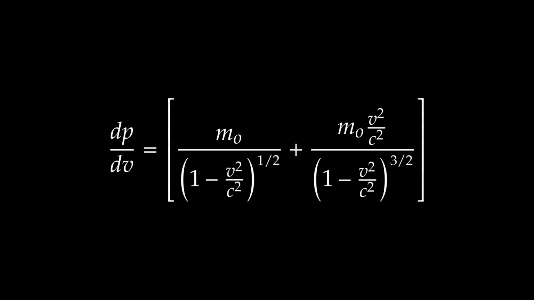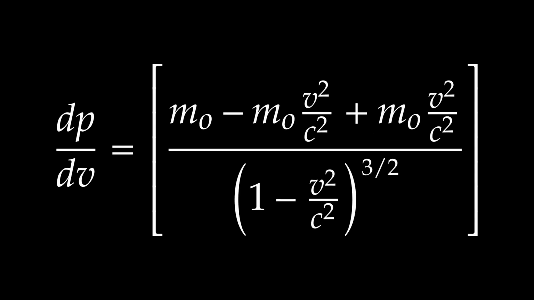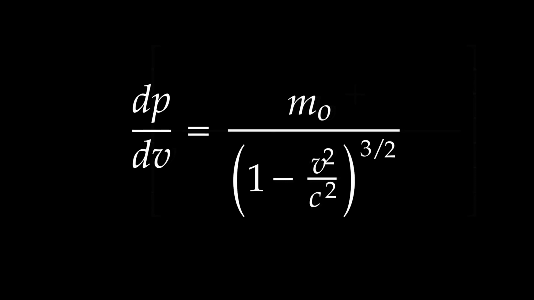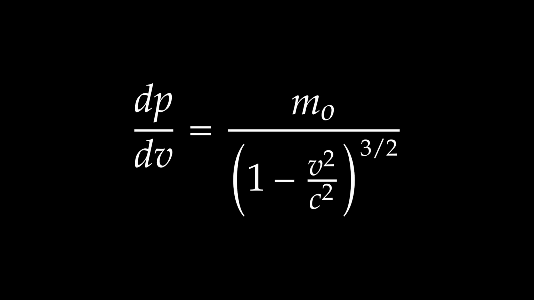And when I do, I get a pleasing result. It doesn't look like it at first, but what I get is m naught minus m naught v squared over c squared plus m naught v squared over c squared, divided by 1 minus v squared over c squared to the 3/2 power. That, of course, is pleasing because in the numerator I have minus m naught v squared over c squared plus m naught v squared over c squared, and so those cancel each other out. And I'm left with my final result for the momentum, which regrettably I don't have any room to write, so I'm just going to take it up to the integral and write it there. But the derivative of the momentum with respect to velocity is clearly m naught divided by the quantity 1 minus v squared over c squared to the 3/2 power.